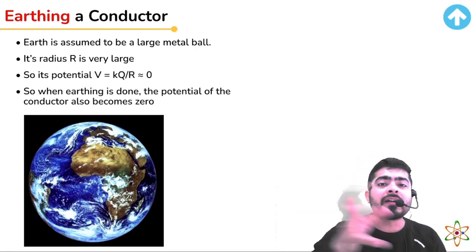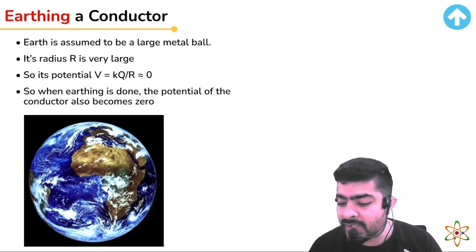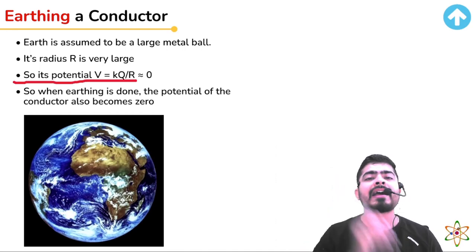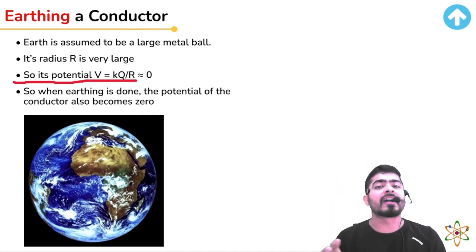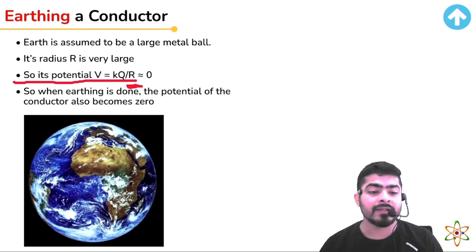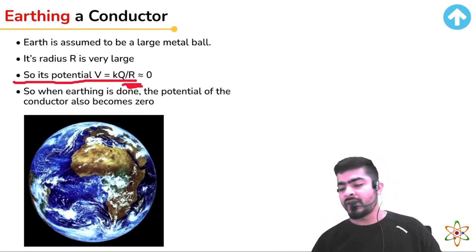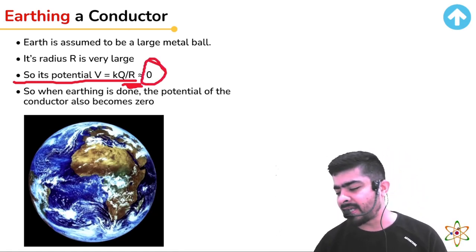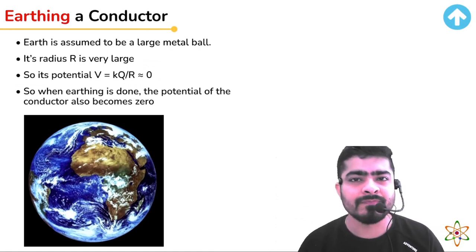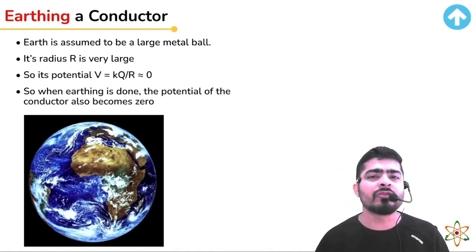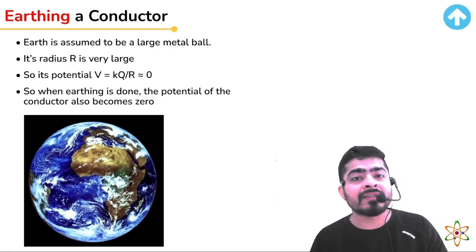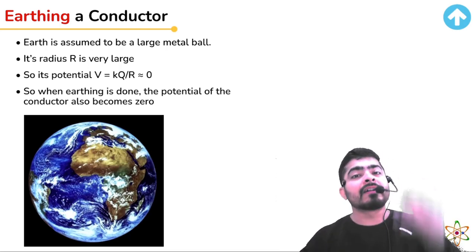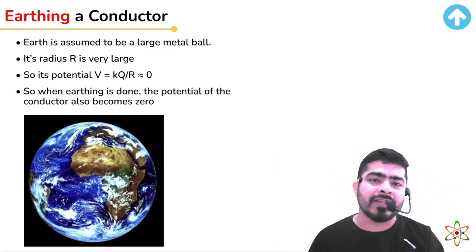So if the earth has charge q, the potential of earth will be kq by r. Charge cannot be very large, but the denominator, that is the radius, is very large, so potential becomes almost zero. So earthing simply means that we are making the potential zero. For now this definition is enough for you. There are much more technical definitions for earthing which you can learn when you join a college. So for now just remember the concept that earthing means the particular point has potential zero.